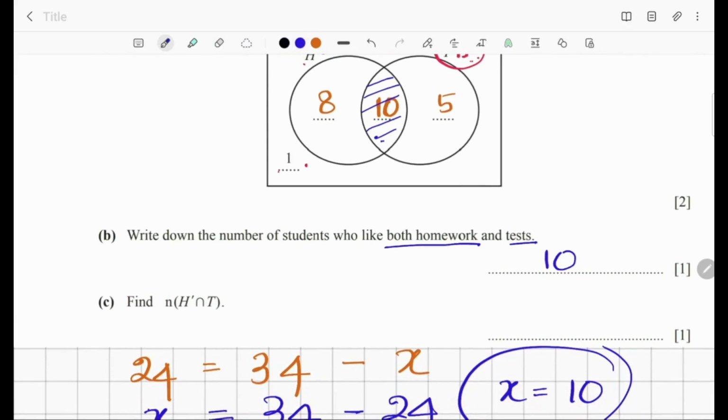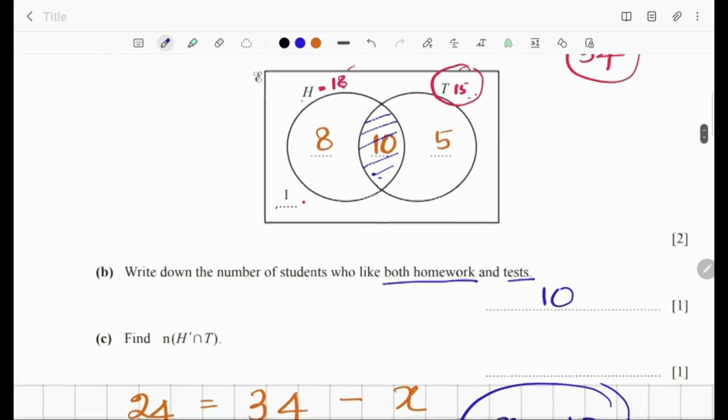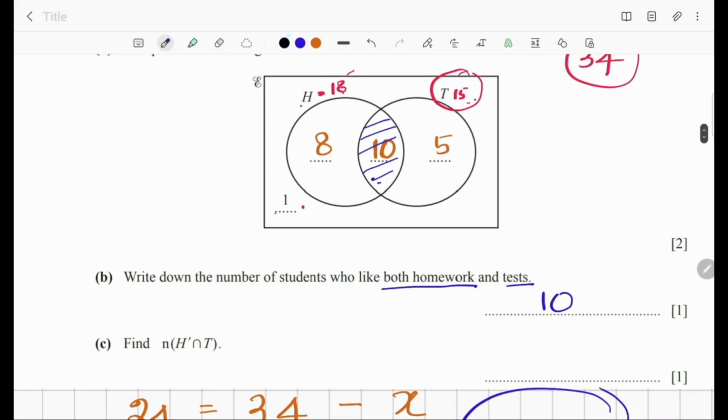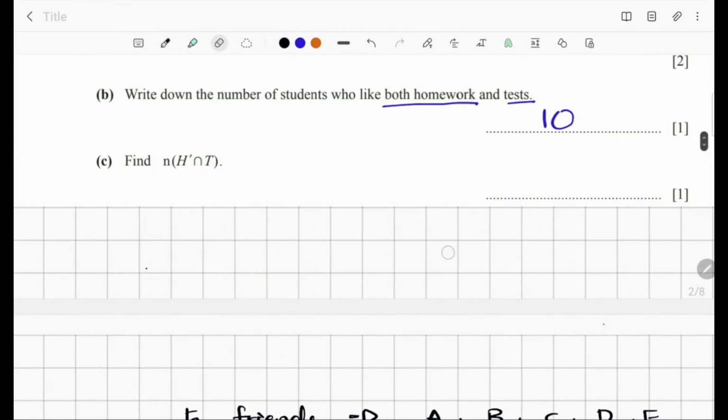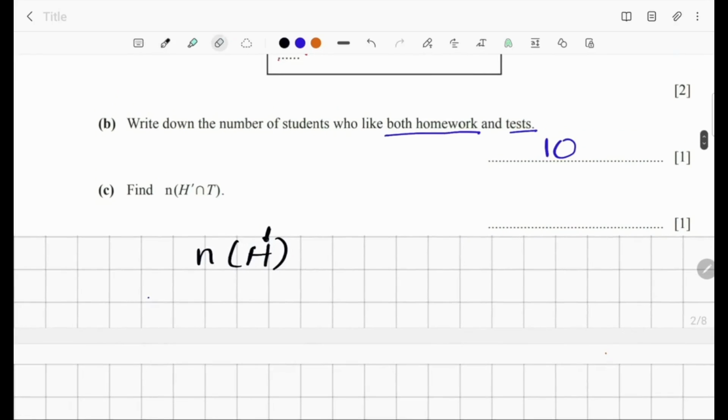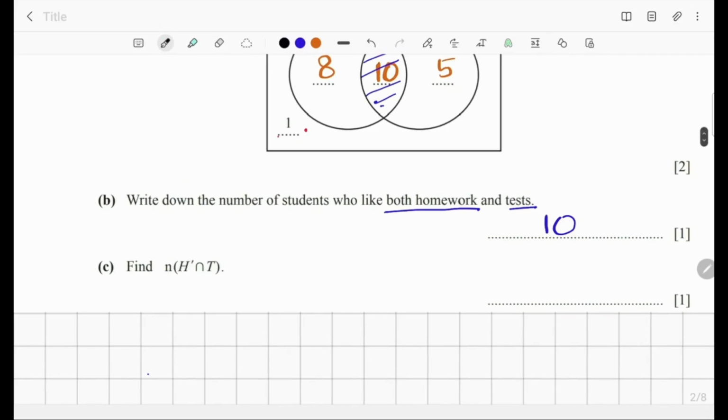Okay, let's move on to the next one. Find the number of complement of h intersection t. Okay, that's how you read that. So what does that n mean? Okay. So n of h means number of elements in the set h. Okay. So they are typically asking the number here. Okay. So they are asking the number of complement of h intersection t.